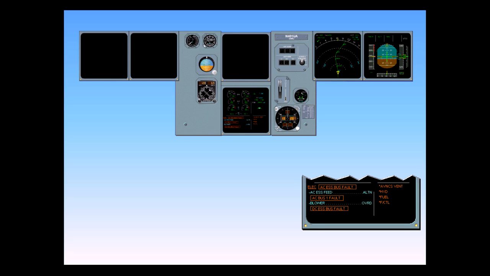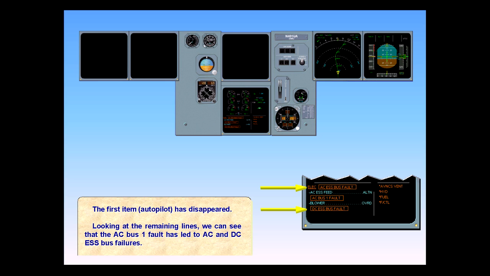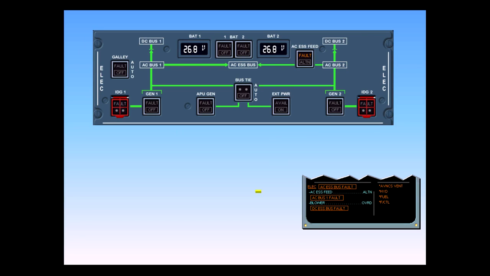Looking at the remaining lines, we can see that the AC Bus 1 fault has led to AC and DC Essential Bus failures. The first blue line in the procedure tells us to switch AC Essential Bus from AC Bus 1 to AC Bus 2. This will repower the AC Essential Bus. At that point, AC Essential will power the Essential TR, which will in turn repower the DC Essential Bus.